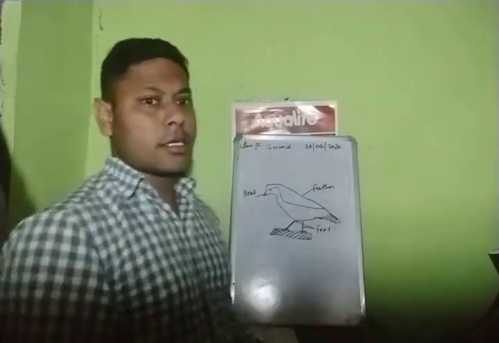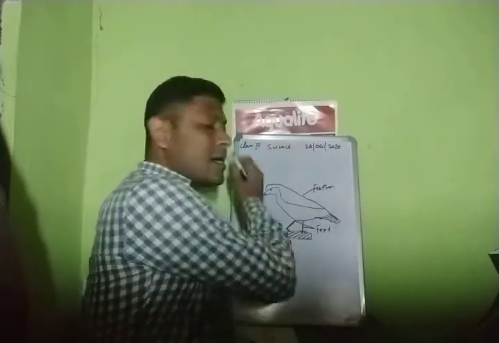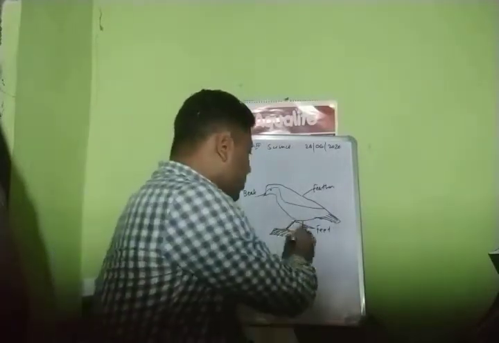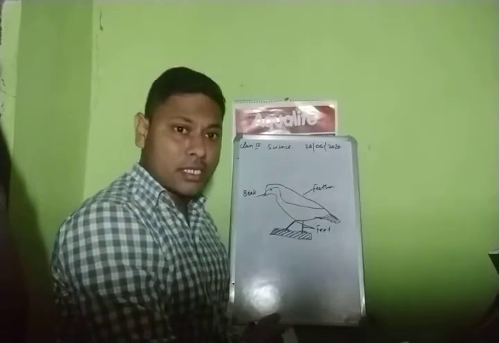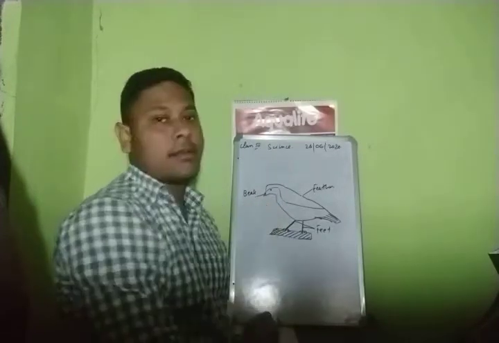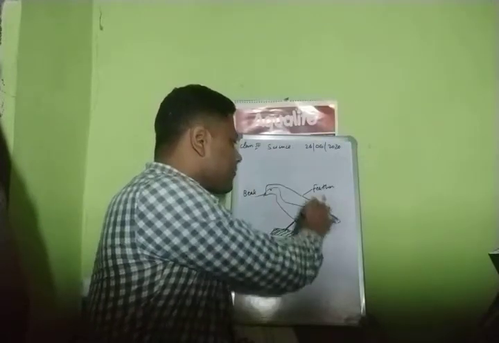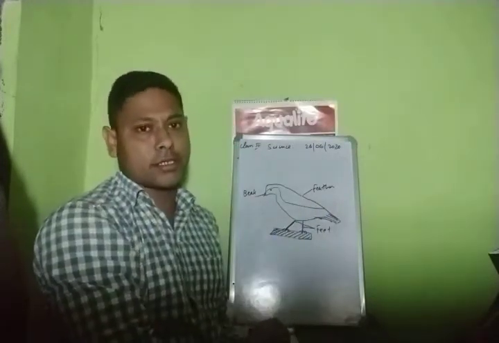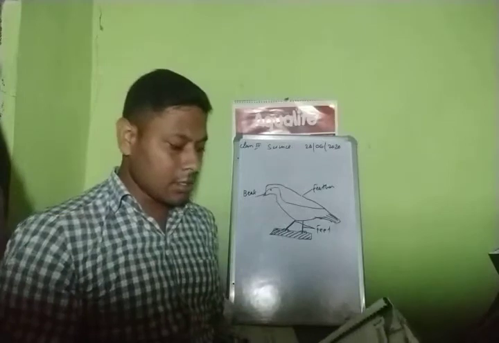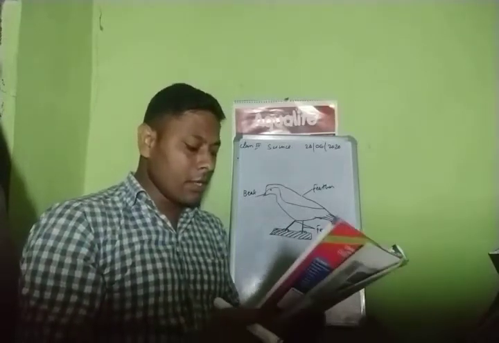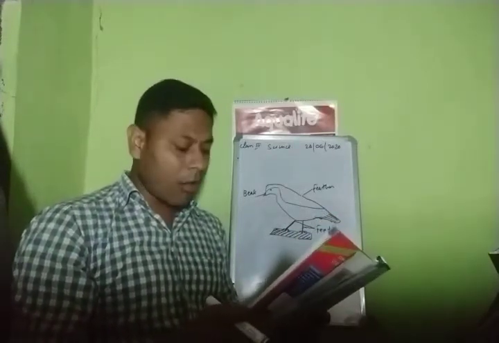It is a picture of a bird. Birds have 2 legs. Birds have wings. Birds have a beak. They don't have teeth. The body is fully covered with feathers. Understood all?